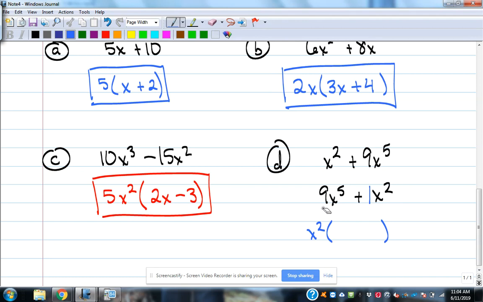So what times x squared would get me 9x to the 5th? It's got to have a 9. And I took 2 of the x's away, so there should be how many left? 3. And then the last piece, what times x squared gets me x squared? 1. It's a plain 1 right there. There's the factored form for that particular problem.